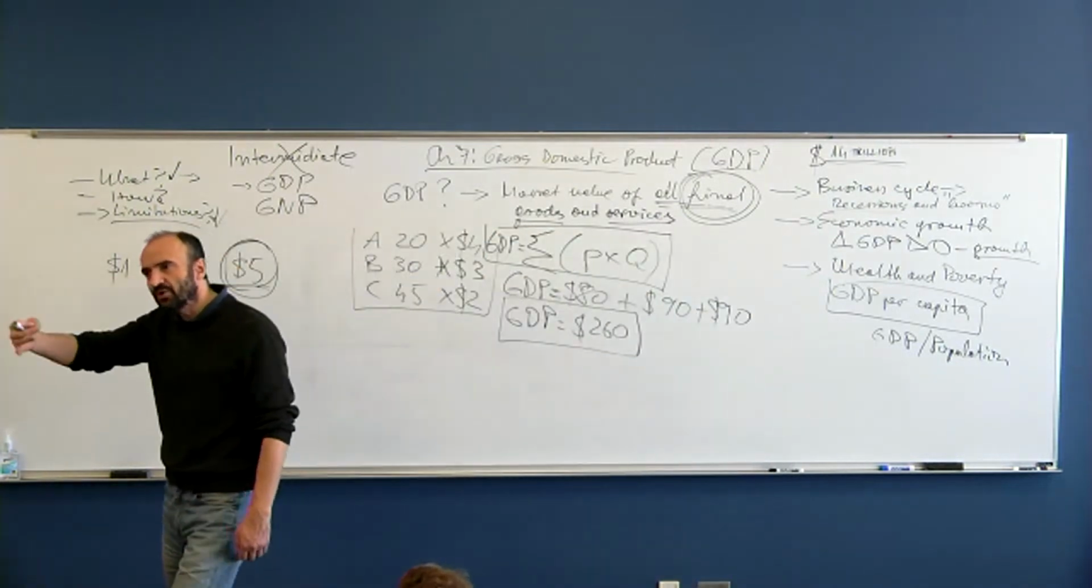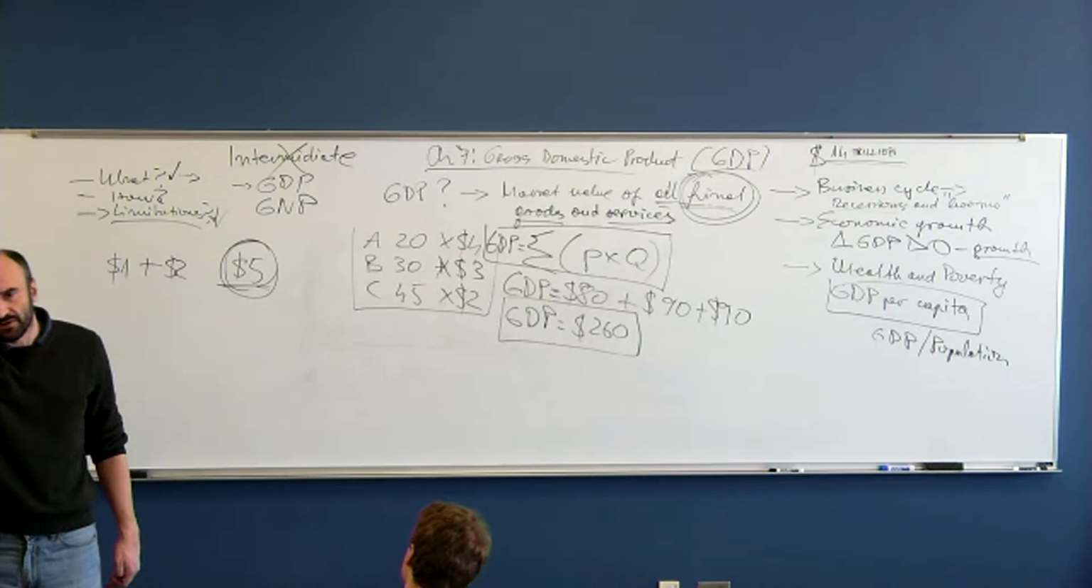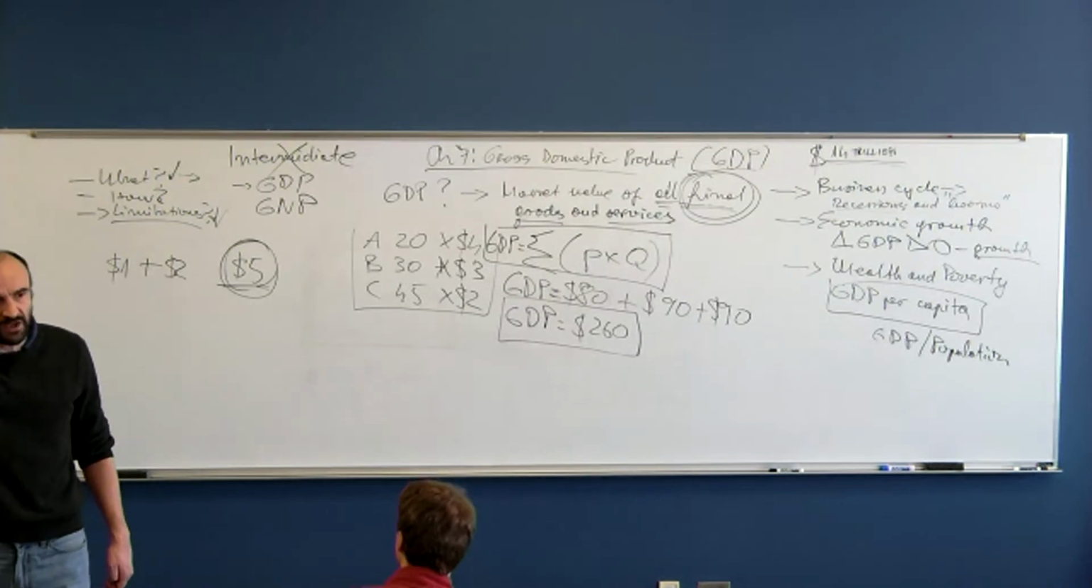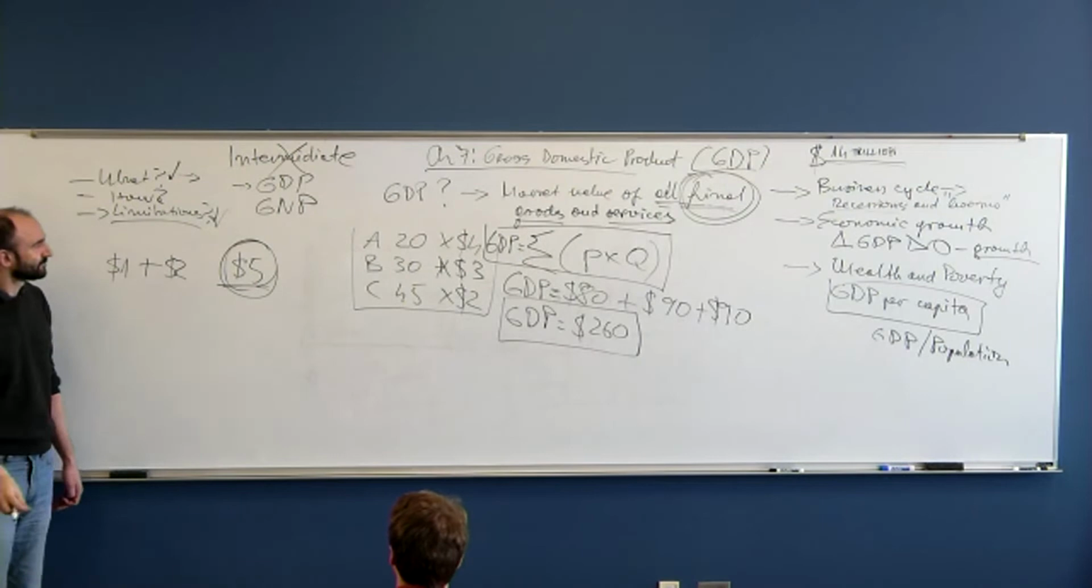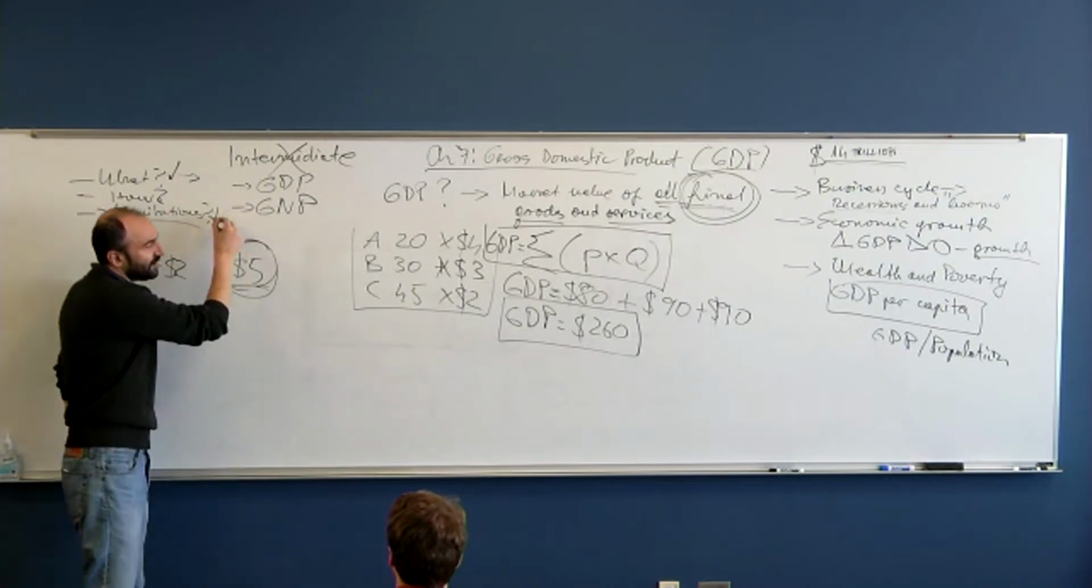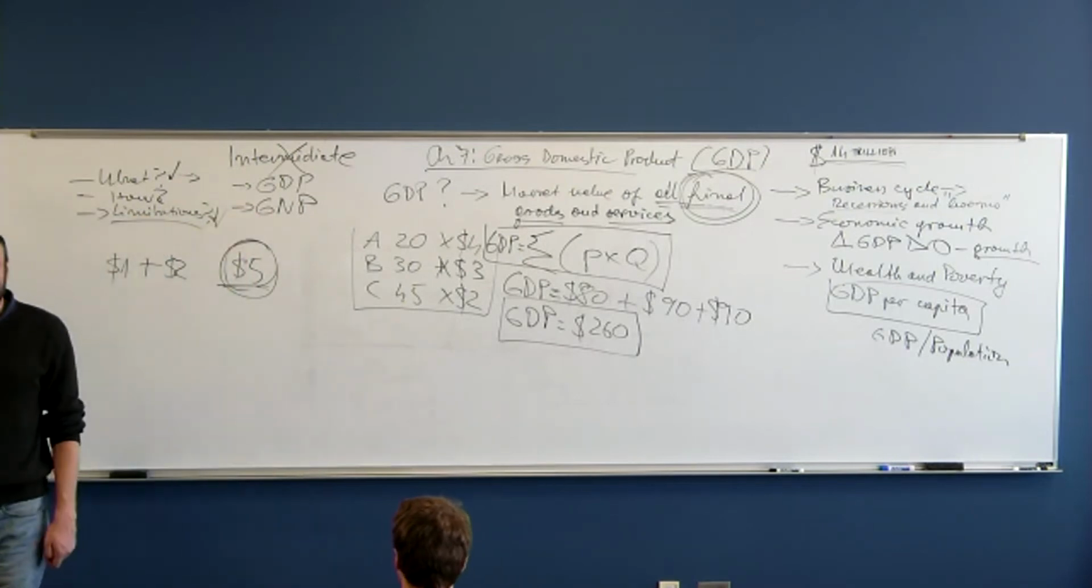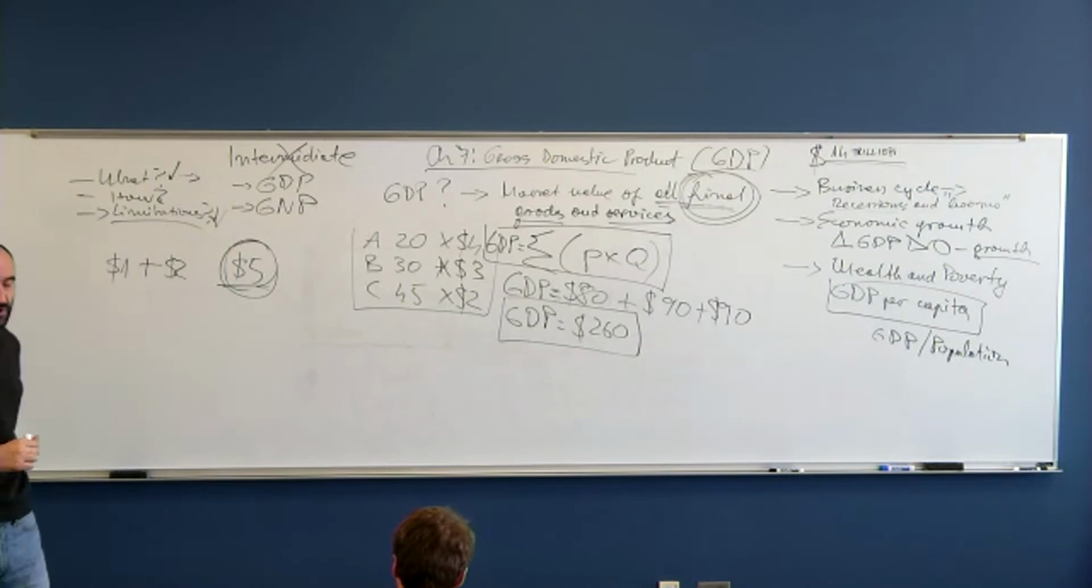So I'm a Canadian citizen. I work in the United States. My salary and every income that I make goes towards American GDP. Okay, so that's the income product made by the residents.